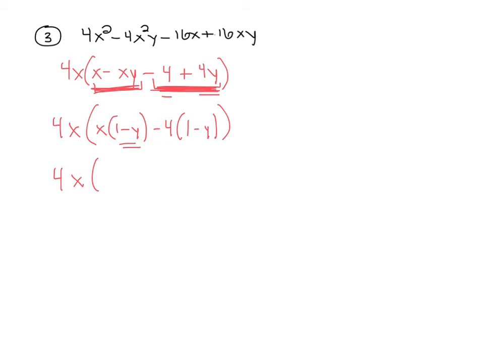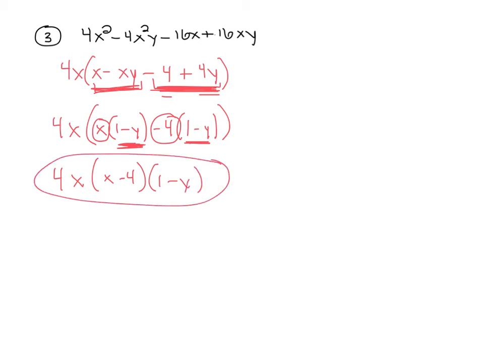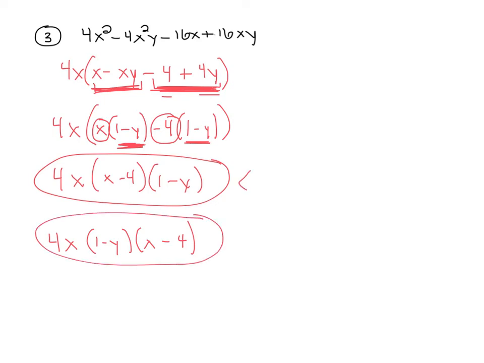You can group together the x and the minus 4 as one of our factors, and then you can rewrite the common binomial right here and here, okay, as 1 minus y. So this would be factored completely. Now, when you look at the answer choice, letter B is written as 4x times 1 minus y times x minus 4. When you're multiplying, it doesn't matter what order it's written in, so this is the same exact answer as this right here. So letter B would be our answer.